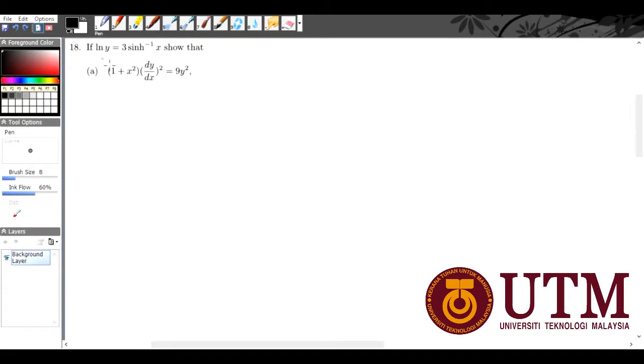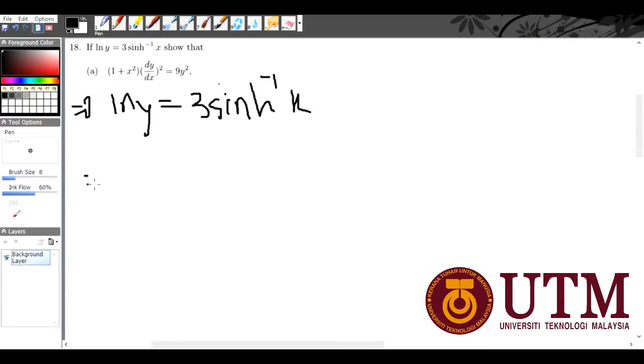So the question says, if ln y equals 3 sinh inverse x, show that (1 plus x squared)(dy/dx) whole squared equals 9y squared. Okay, so let's start. We're going to take ln y equals 3 sinh inverse x. Okay, so we're going to differentiate it.